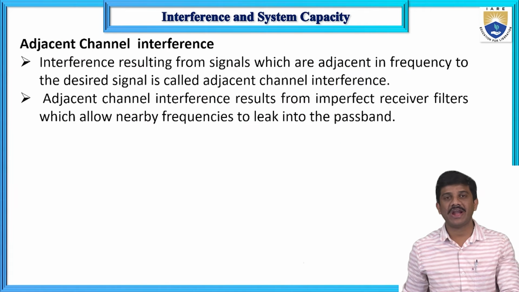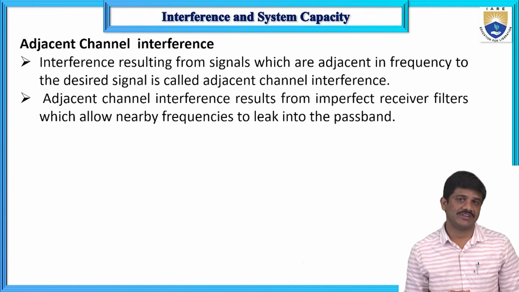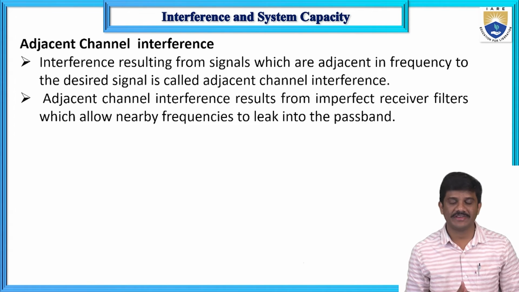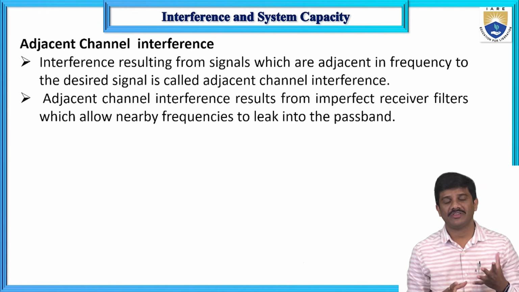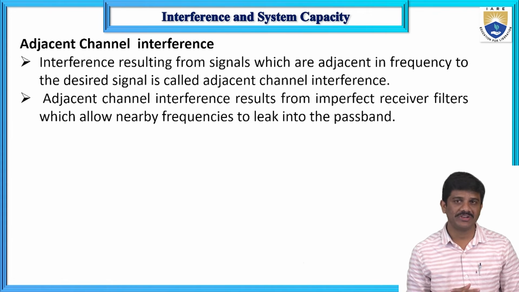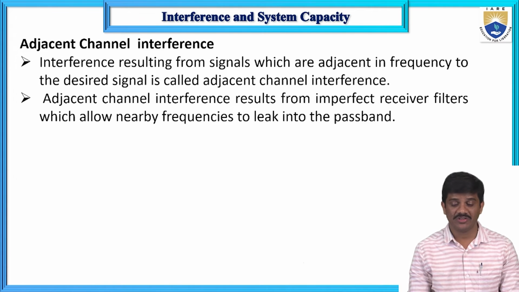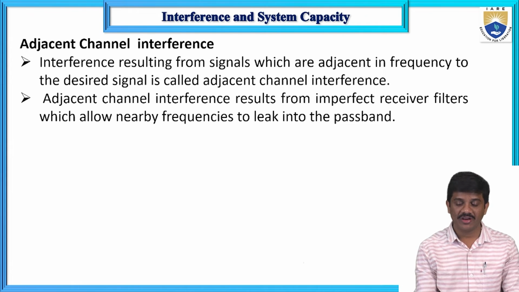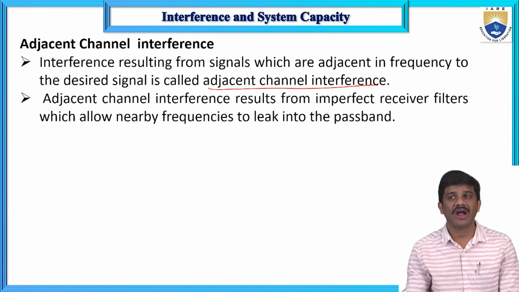Like this we can go with the other, adjacent channel interference. Actually, co-channel interference and adjacent channel interference are the two types of interference. That is the first one. Now we can see the adjacent channel interference. Coming to co-channel interference, it means the same set of frequencies are in between, having the co-channel in between, and the signal will get a problem, that is called co-channel interference. Coming to adjacent channel interference, it is resulting from signals which are adjacent in frequency to the desired signals. This is called adjacent channel interference.